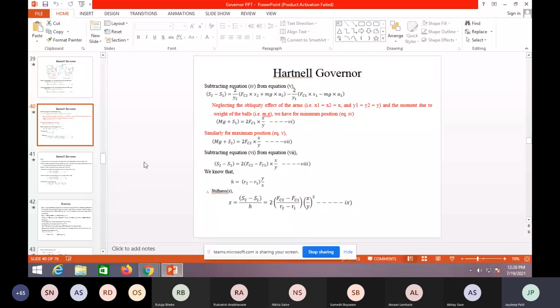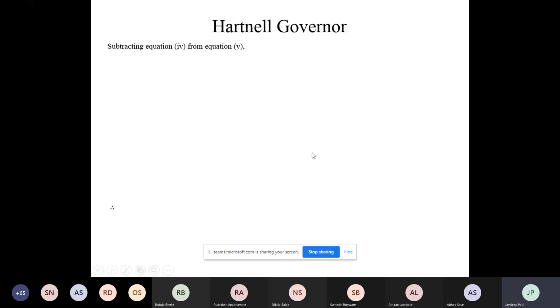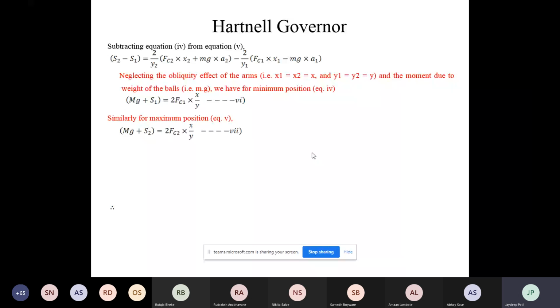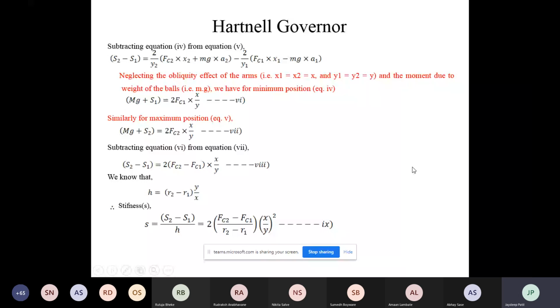Yes, sir. Okay, now in spring controlled governor, we will see only one governor, the Hartnell governor. In Hartnell governor, you have to find out the stiffness of the spring. What is the stiffness of spring? Net load per unit deflection. Now you have to calculate the net load using the formula S2 minus S1.